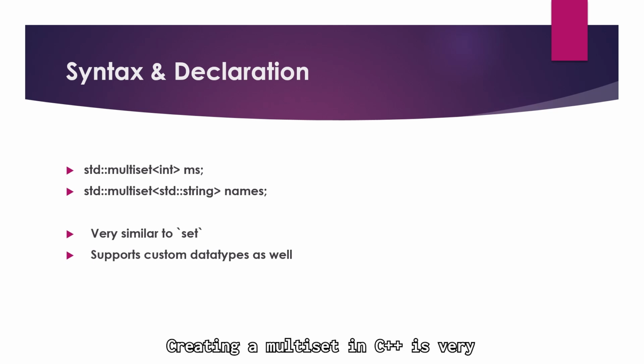Creating a multiset in C++ is very straightforward and feels just like declaring a regular set. For instance, you can write std::multiset<int> ms to create a multiset of integers, or std::multiset<std::string> names for sorting strings. This container is highly versatile. It supports user-defined types as well, provided you define how elements should be compared, usually through overloading the comparison operator or by passing a comparator. This makes multiset a powerful option in real-world coding scenarios where duplicates and sorting matter.